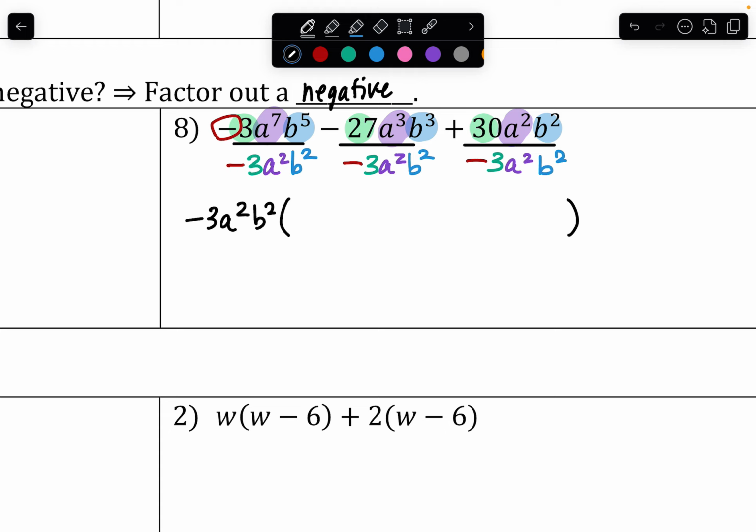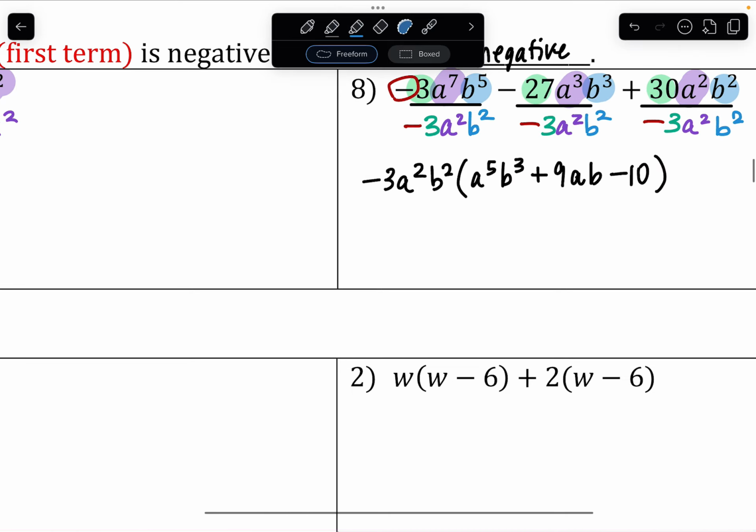So negative 3 over negative 3 is positive 1. a^7 over a squared is a to the 5th. b^5 over b^2 is b to the 3. Negative 27 over negative 3 is positive 9. a^3 over a squared is a. b^3 over b^2 is b. Positive 30 divided by that negative 3 is negative 10. a squared over a squared cancels. b squared over b squared cancels. And so our final answer just has a 10 right there at the end, a minus 10.